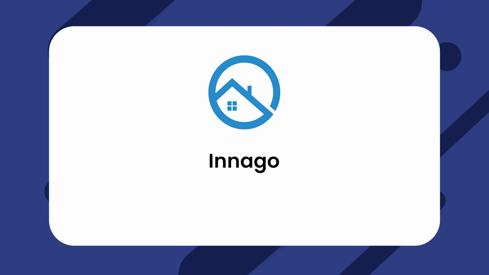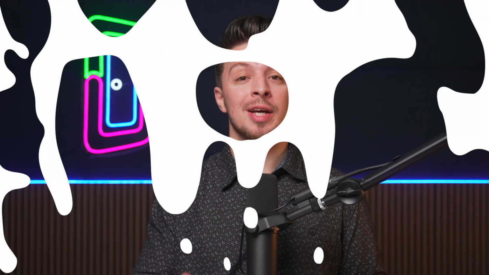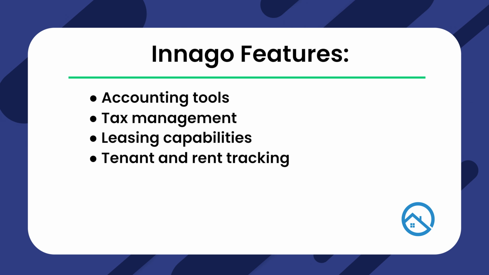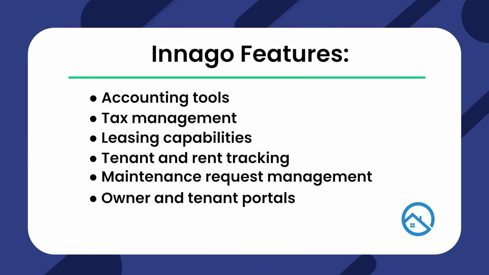And last but not least, we have our fifth alternative, Inago. But what sets it apart is its exceptional user interface, making it a more well-rounded experience for the user. Now, Inago's features include accounting tools, tax management, leasing capabilities, tenant and rent tracking, maintenance requests, an owner and tenant portal, and financial reporting. And as for the pricing, Inago's base offering is free of charge, providing access to the most essential features. However, it should be noted that certain fees may apply from time to time, like with ACH transactions.